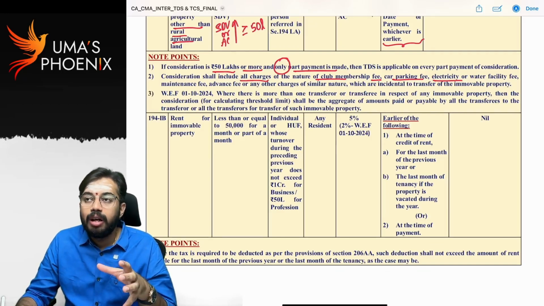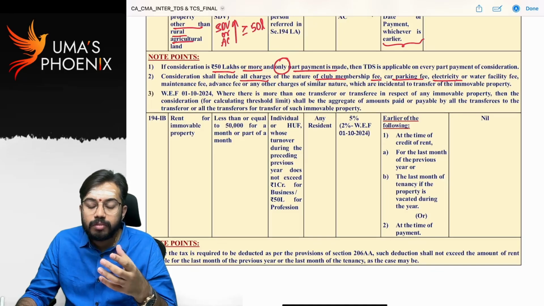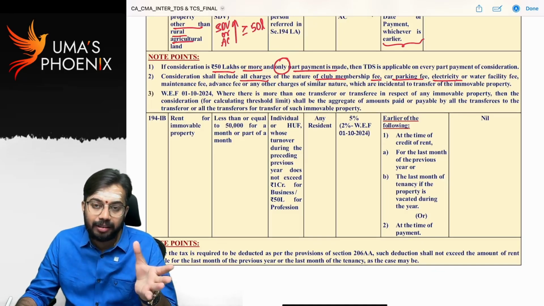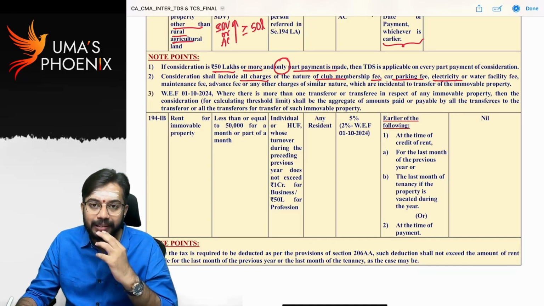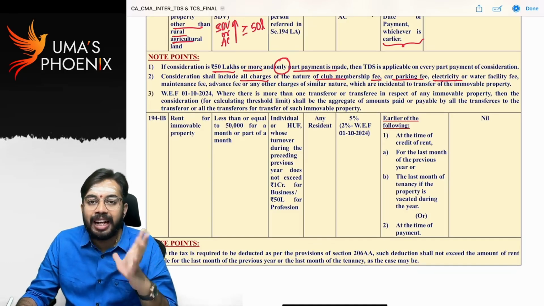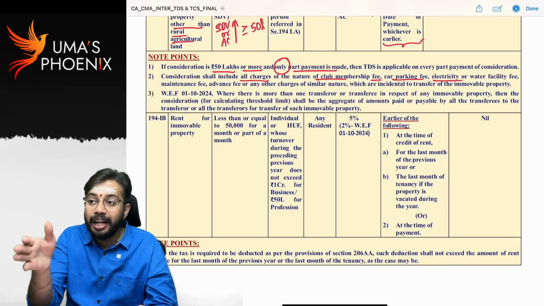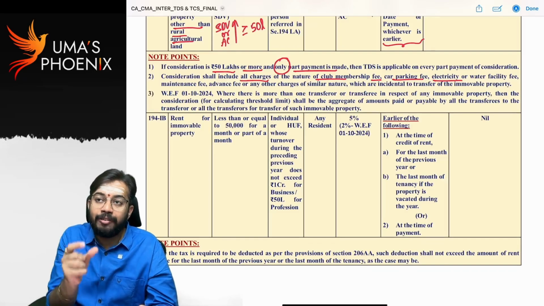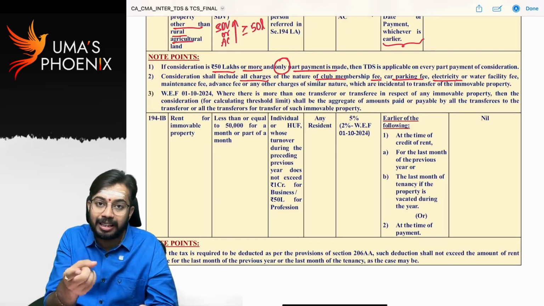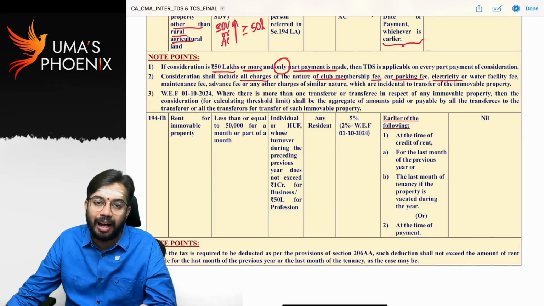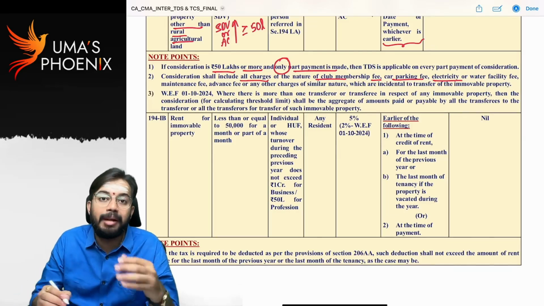Next. Let's say I am purchasing one flat on co-ownership basis. Flat value is 90 lakh rupees. I paid 45 lakhs, my friend paid 45 lakhs. Individually, the value of consideration paid is less than 50 lakhs. Still, TDS is required to be deducted under section 194IA. Is it clear? So it became a loophole.